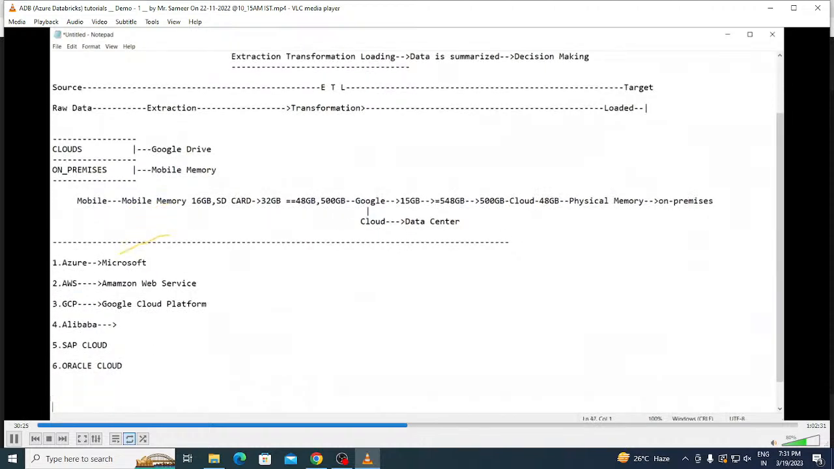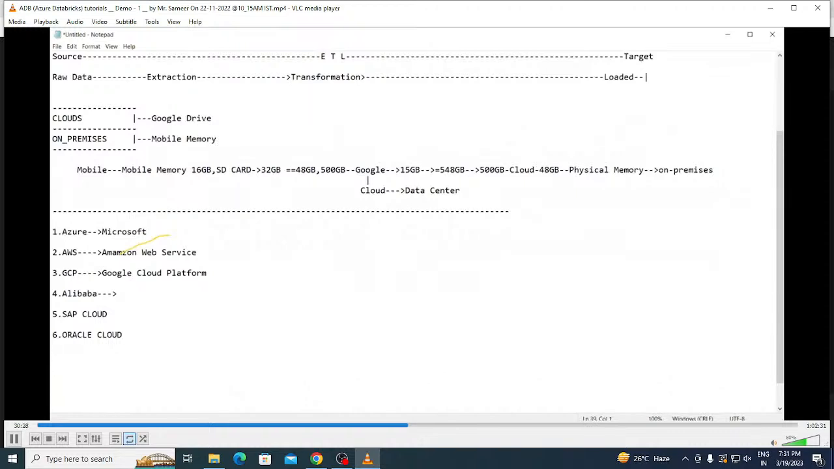Now, guys, these cloud services are basically classified or divided into three categories. What is that? First one is called IaaS. IaaS stands for Infrastructure as a service. And then you have PaaS. PaaS stands for Platform as a service.